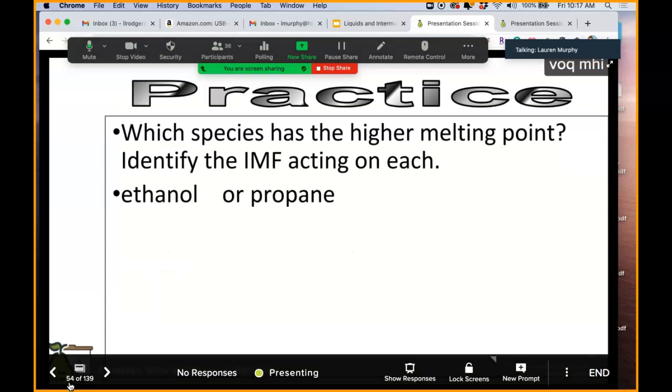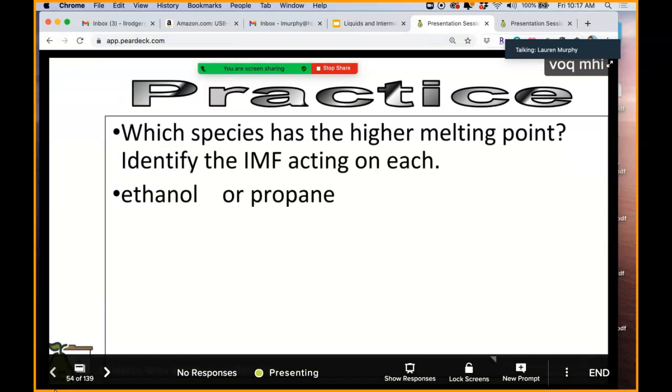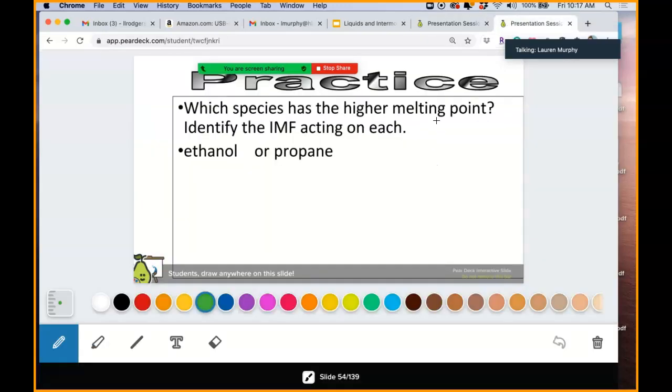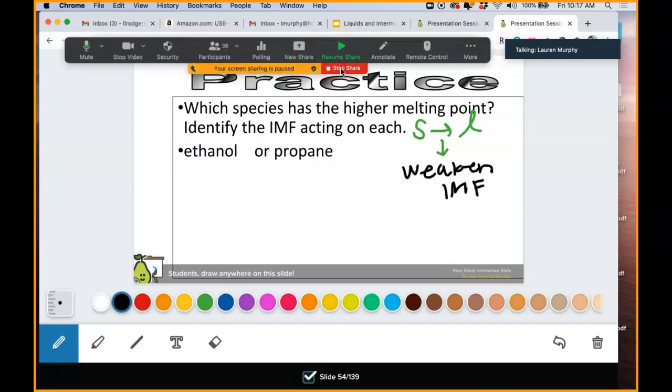So go ahead and try this one. Now this one is asking about melting point. Melting point is turning something from a solid into a liquid. Now what are we doing when we're melting? We are weakening intermolecular forces. We're not breaking them, we're just weakening the intermolecular forces. But again, the stronger the intermolecular forces, the harder something is to melt. So I'll give you a second to draw them and look.